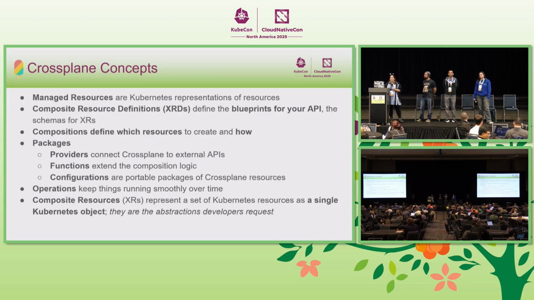And with Crossplane 2.0, we've also introduced operations. These keep things running smoothly over time, whether it's rotation of credentials, rotation of keys, backups, and anything that's scheduled maintenance. And then the resources that your developers are going to be using and requesting are composite resources. These are just a single Kubernetes object based on the composition that you have written. In the past, before Crossplane 2.0, you may have heard of the term claims. That's no longer something that we're going to be using in Crossplane 2.0.